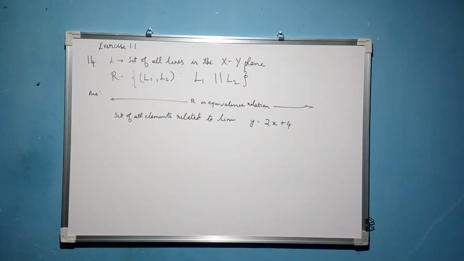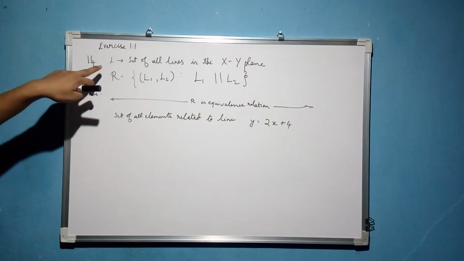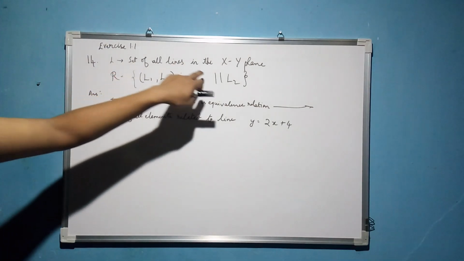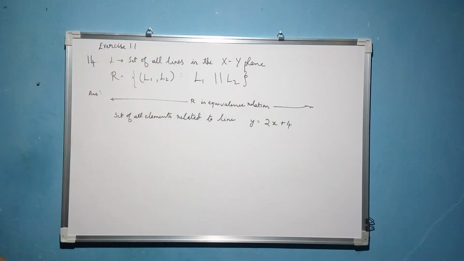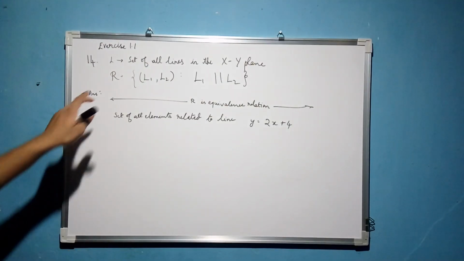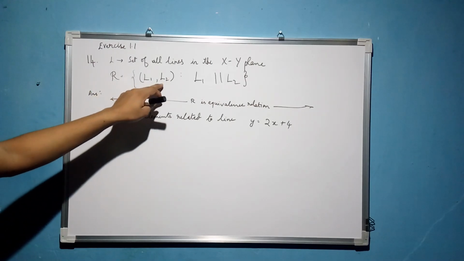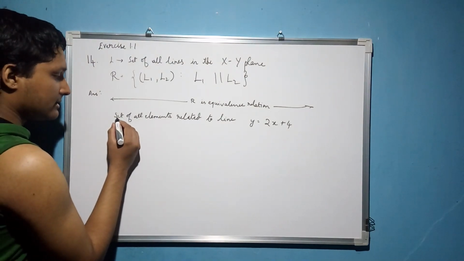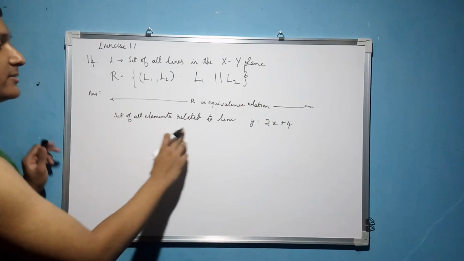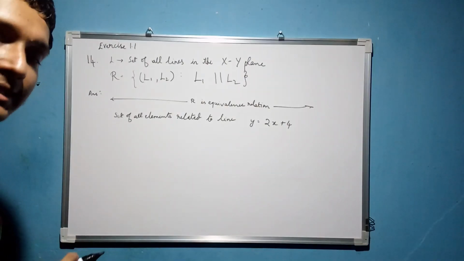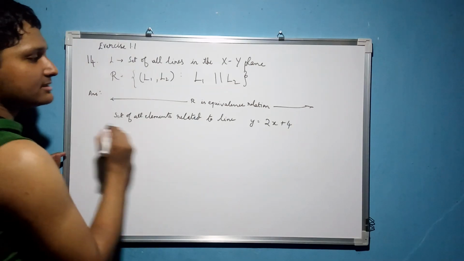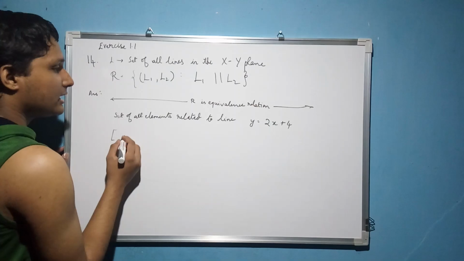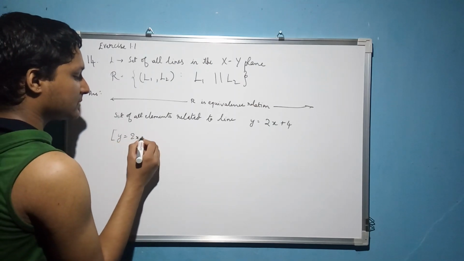Now we have the 14th question. Here we have the set L. Here L is the set of all lines in the xy plane. The xy plane is the one plane that we generally take, and R is the relation that says L1 is related to L2 if L1 is parallel to L2. First we need to just prove that R is an equivalence relation, the same as again. And the second part of the question, what does it say? It says you need to find the set of all elements that are related to y is equal to 2x plus 4. Generally the statement just says you need to find the equivalence class of the line y is equal to 2x plus 4.